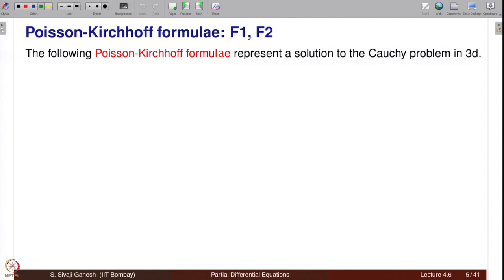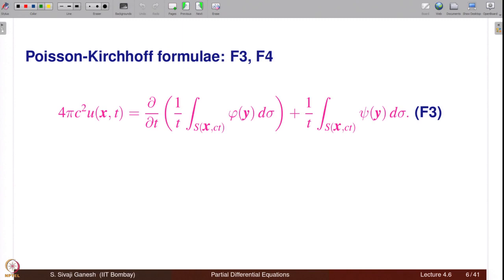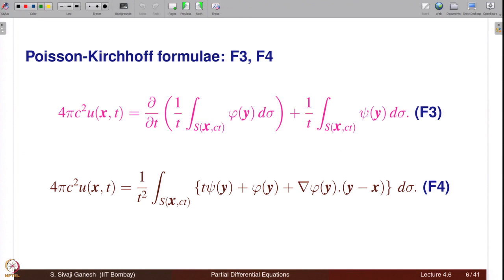We have obtained in fact four versions of the same formula. So, we derived F1, from there we have got F2 by expanding this derivative, which gave rise to the first two terms. The third term is as it is in f1 and f2 is the same. And then these are the integrals on the unit sphere with the center at the origin. When we change back the variables, we get an expression in terms of the sphere with center x radius ct. So, that gave rise to another two formulae f3, f4. So, they are all called Poisson-Kirchhoff formulae.